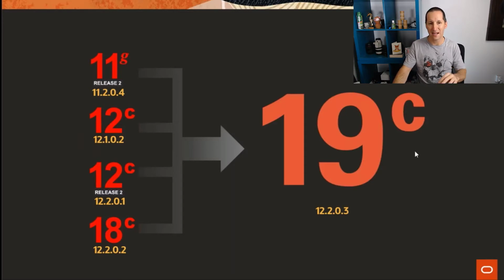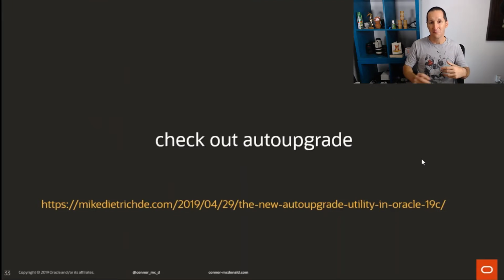There's no intermittent upgrades, there's no unload, reload. All those supported versions, you can literally jump straight to 19C with a single upgrade. And in particular, because Oracle now has so many of its own databases to upgrade, because we run a cloud business, we built this fantastic tool called Auto Upgrade. Mike Dietrich has a great blog post on it.